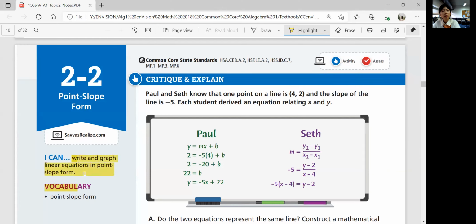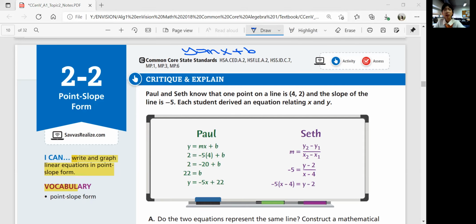Also, you'll be able to analyze different forms of a line to interpret the slope and y-intercept of a linear model in the context of data. Okay. So let's review the vocabulary we had last lesson, slope-intercept form. It was a linear equation form where you had y equals mx plus b, where m is your slope and b represents your y-intercept. Today, we will learn point-slope form.